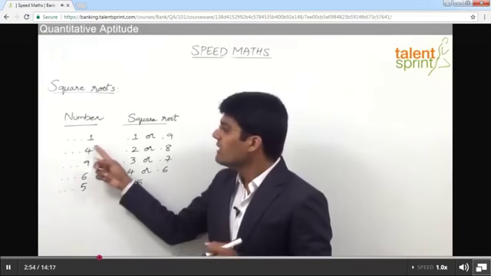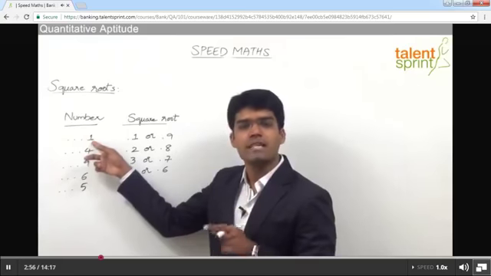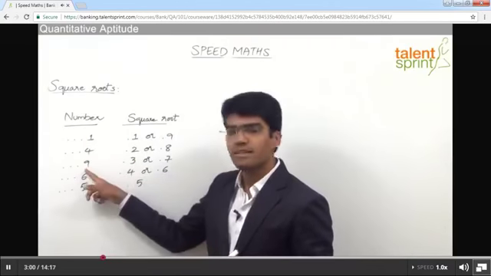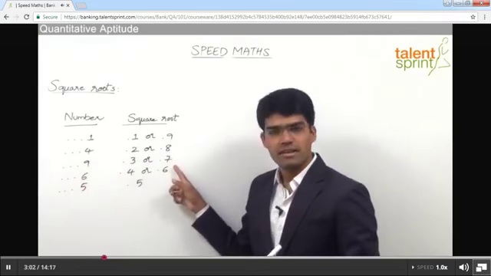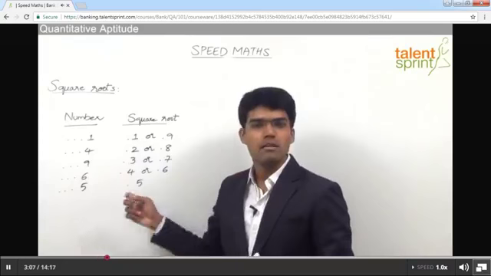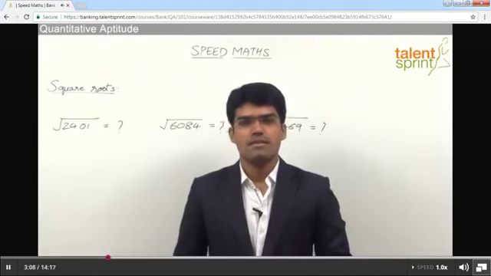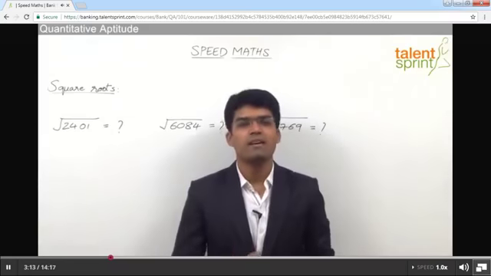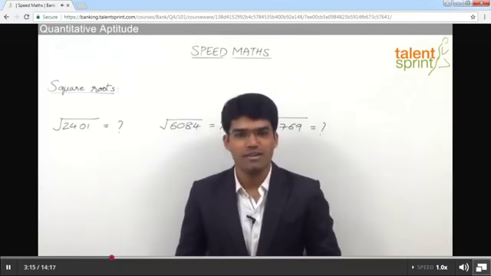That means only when a number which is a perfect square ends with 1, its square root ends with 1 or 9. Or only when a perfect square ends with 9, its square root ends with 3 or 7. Likewise, for 4, 6 and 5 also, the numbers have to be perfect squares. So let us now take up some examples and understand the procedure of finding out square roots of perfect squares.